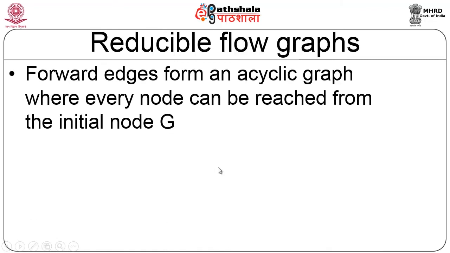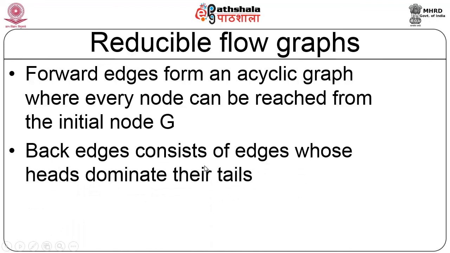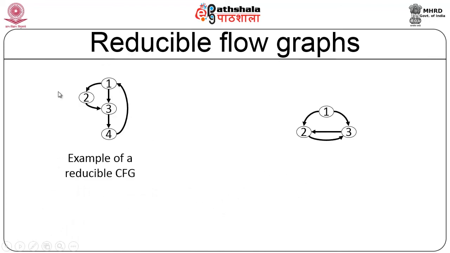In addition to that, we have what is called a reducible flow graph. A reducible flow graph, also called a structured flow graph, is essential. In it, the forward edges form an acyclic graph where every node can be reached from the initial node G, and the back edges consist of edges whose head dominates the tail. So this is an example of a reducible graph.